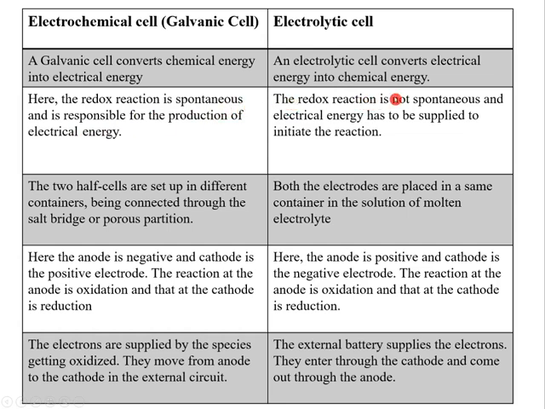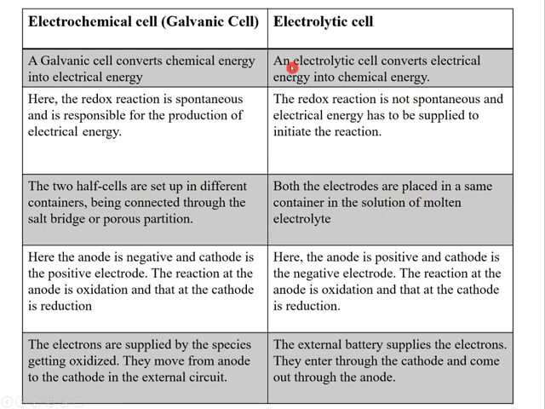In the galvanic cell, the redox reaction is spontaneous. In the electrolytic cell, the redox reaction is non-spontaneous, and electrical energy has to be supplied to initiate the reaction. In a galvanic cell, half cells are set up in different containers, separated through a salt bridge or a porous partition. In an electrolytic cell, both electrodes are placed in the same container.